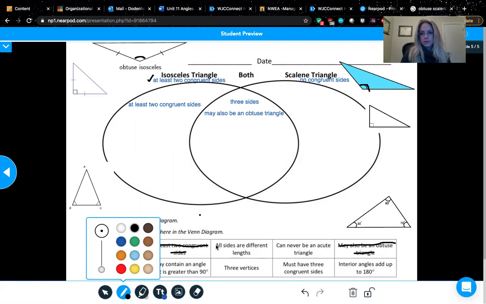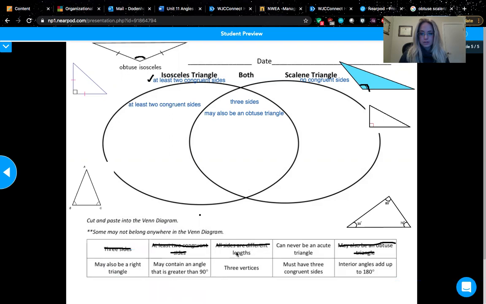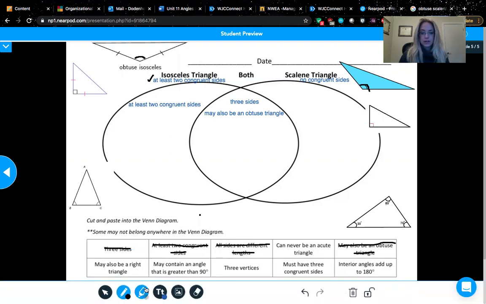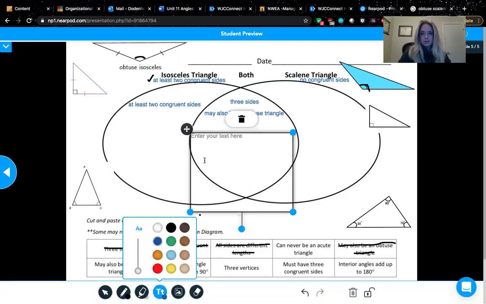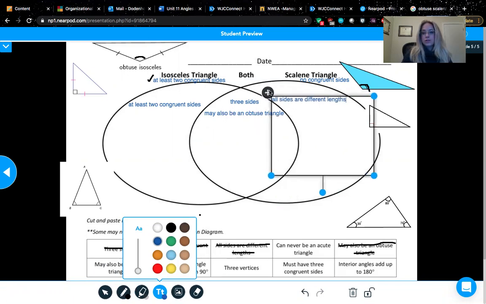All sides are different lengths. That sounds like a scalene triangle. Remember, a scalene triangle has no congruent sides. That means all the sides are unequal. All sides are different. That goes in the scalene section. Isosceles triangles have to have two sides that are the same length.